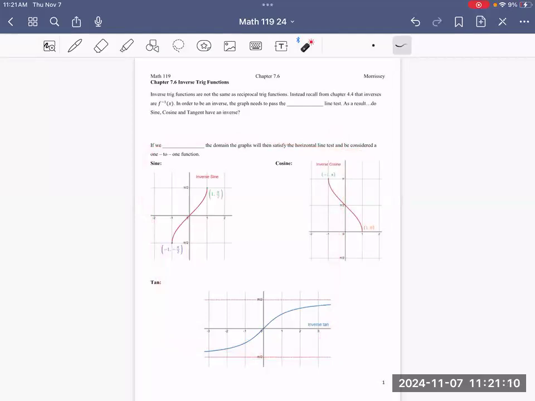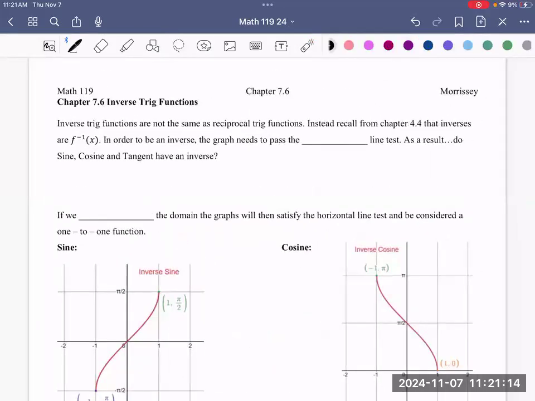Inverse trig functions are not the same as reciprocal trig functions. If we have cosine, cosine's reciprocal is secant, but secant is not the inverse of cosine. So reciprocal and inverse functions are not the same.